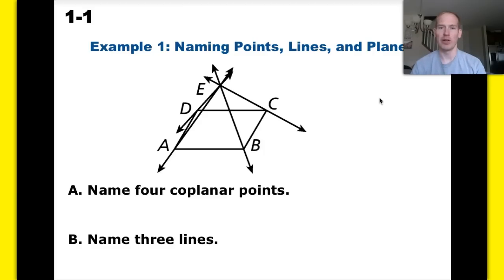Name 4 coplanar points, meaning they lie on the same plane. I'll give you a little bit of time to name your 4. Okay, A, B, C, D, they're all on the same plane. Name 3 lines then. So this is geometry. Part of the course is going to help you to see three-dimensionally, because not always is it easy.